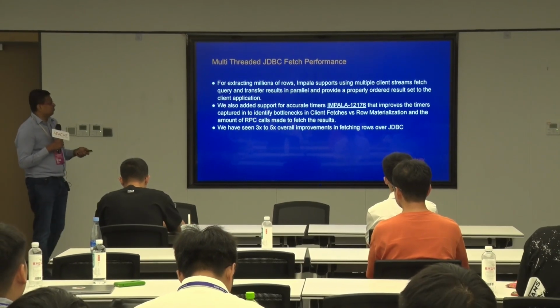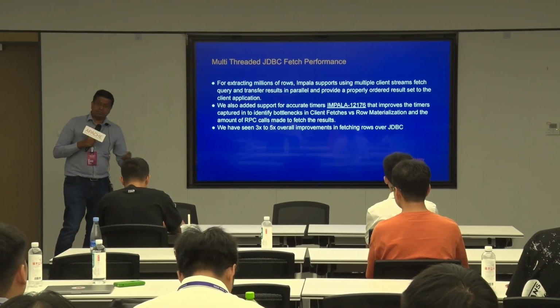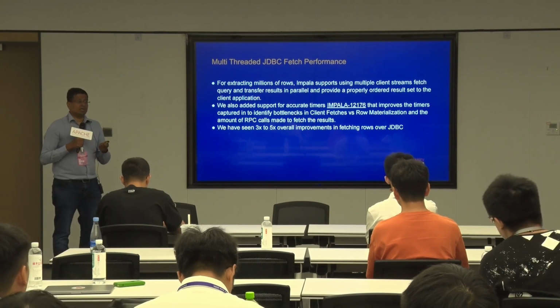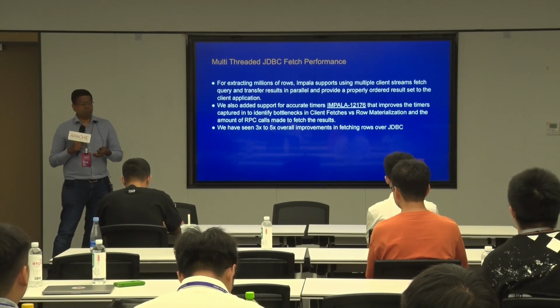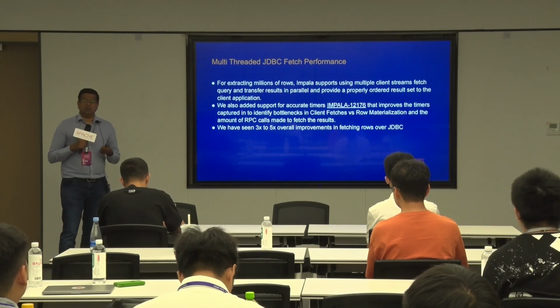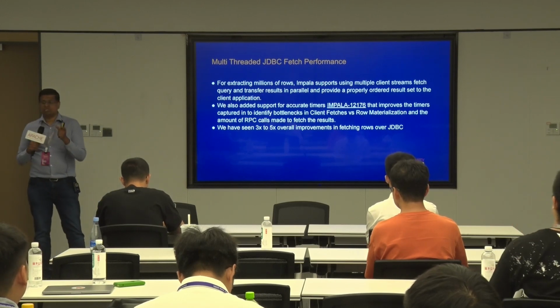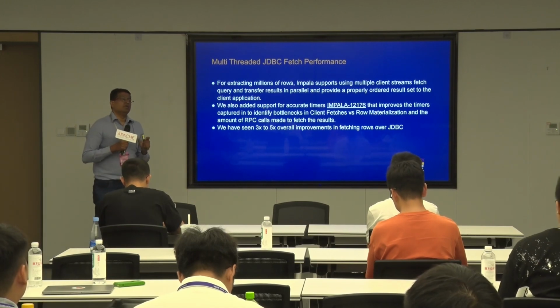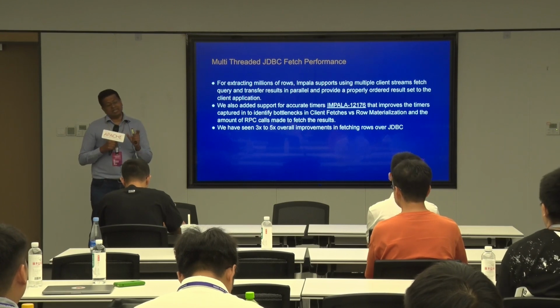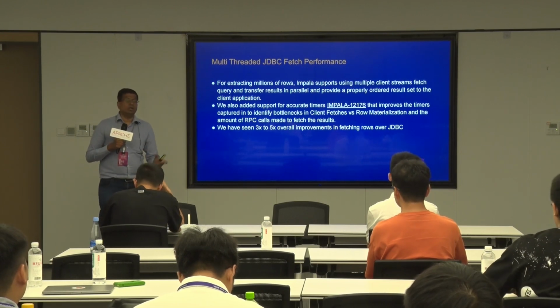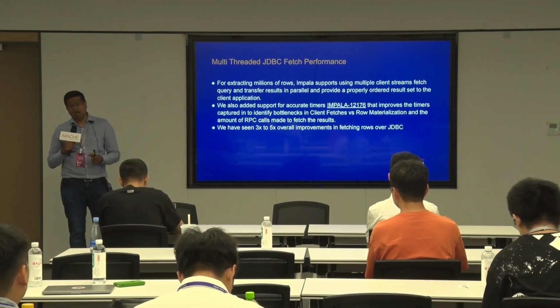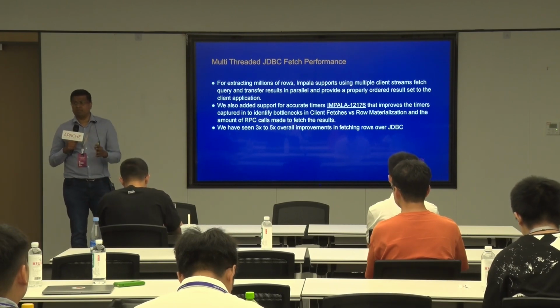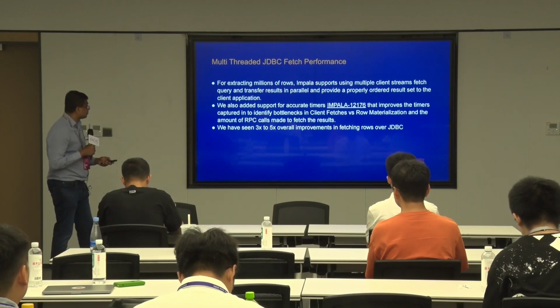We also added support for improving Impala timers, so that any time that you are fetching 100 million rows, you are able to identify where the fetch bottleneck is. So whether it's with row materialization, whether it is with sending the results back to a client, or whether it is with any other operator while doing the fetch operation.